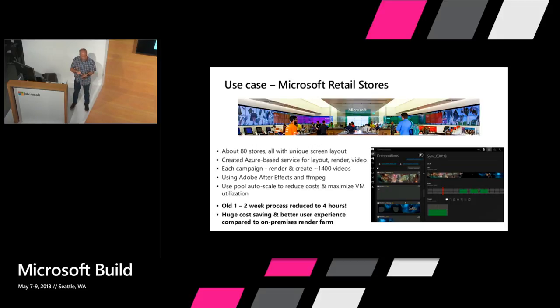So when they push that button, they need to render and create 1,400 videos. They use Adobe After Effects and FFmpeg to do that. They use auto-scale capabilities to scale up and down the number of VMs according to the load. And the outcome is they're saving a ton of money because they pay for use. They get resources when they need them, hand them back when they don't. But they can also leverage the scale. So what used to take 1 to 2 weeks now takes them 4 hours.